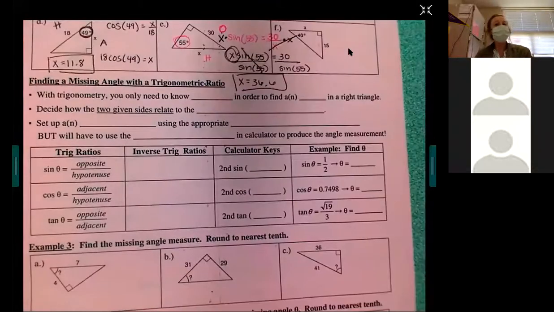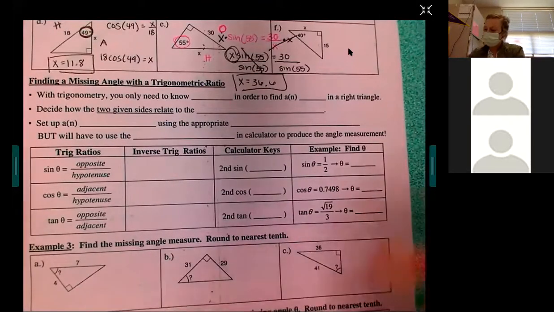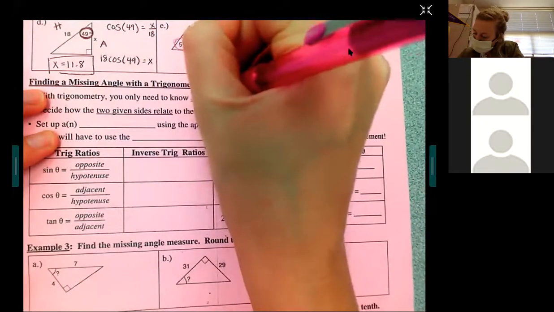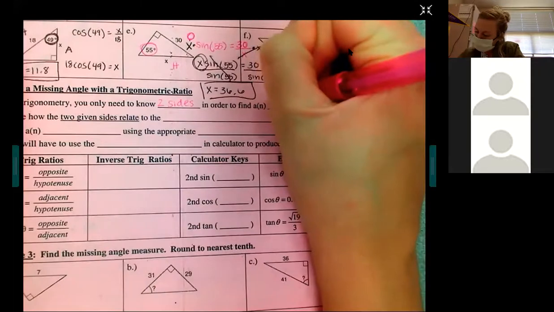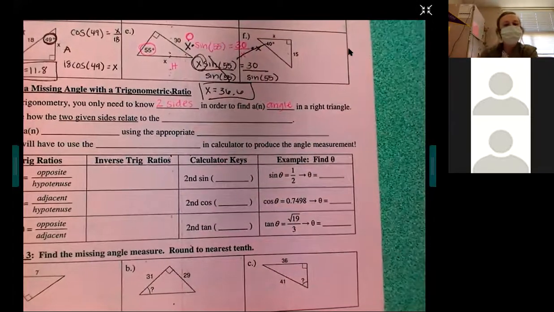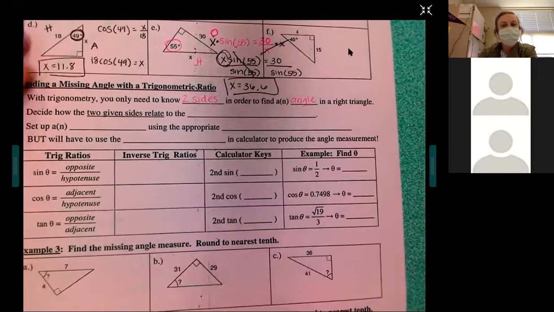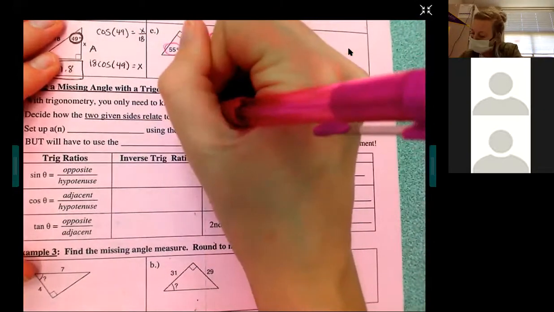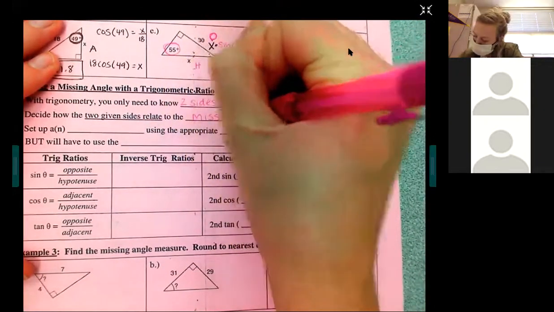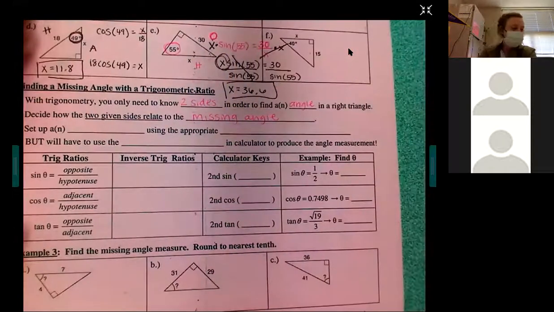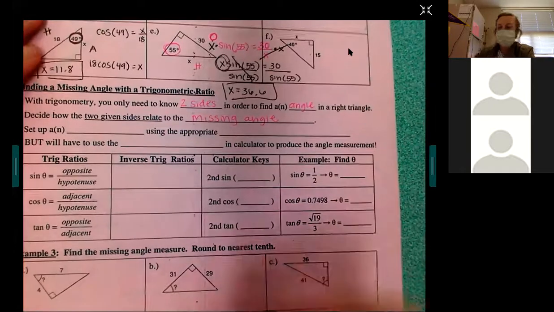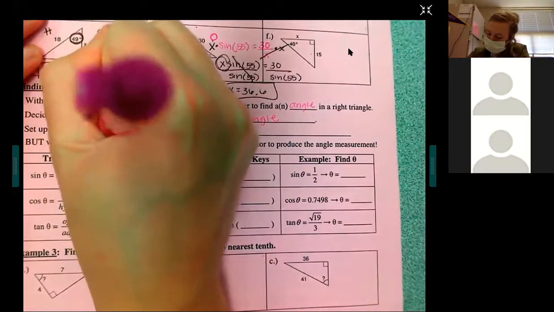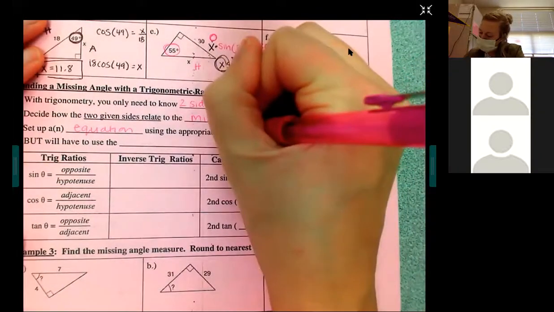All right, with trig, you only need to know two sides in order to find an angle in a right triangle. If y'all didn't print this and y'all are just writing it in your notebooks, you don't have to write that part, okay? So you're going to do this by determining how the two sides relate to the missing angle. And then same thing as yesterday, we're going to set up an equation using the appropriate trig ratio.